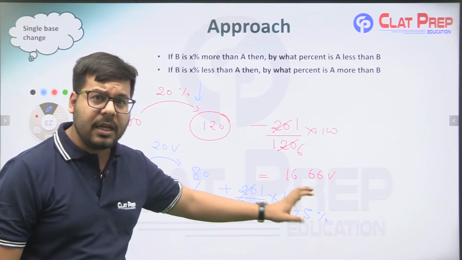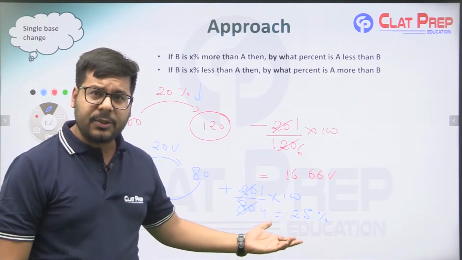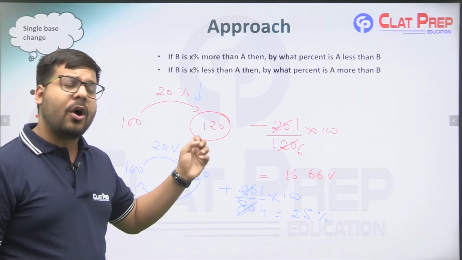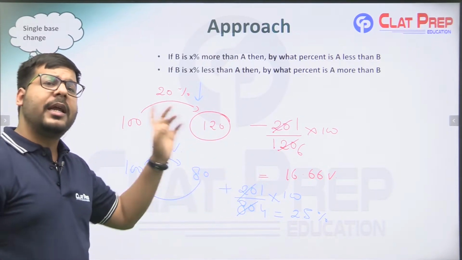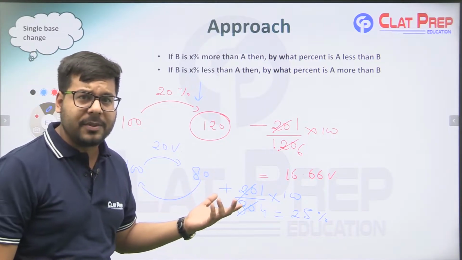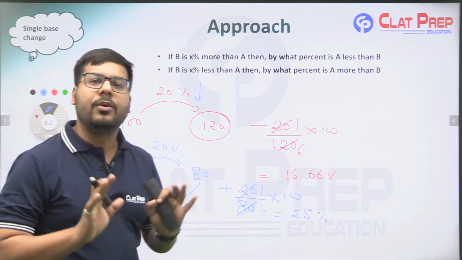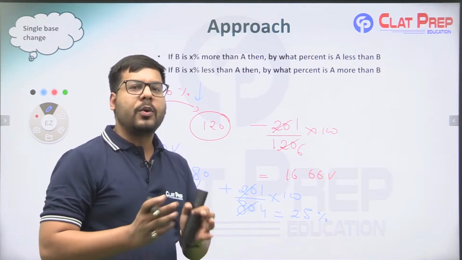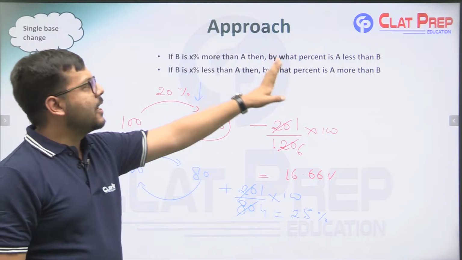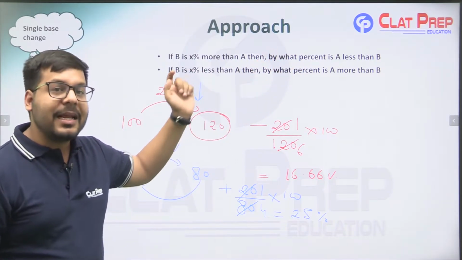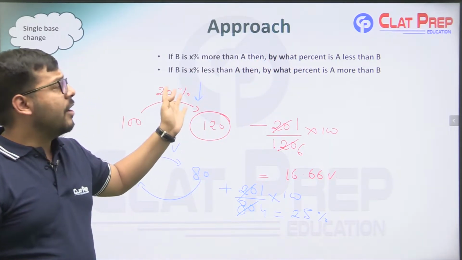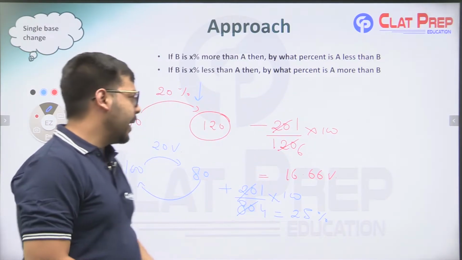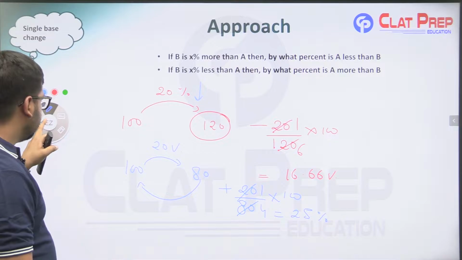Now the question arises: do we always have to assume such numbers and then try to see what will be the actual percentage change, or do we always need the result and both the bases to get to the initial value if we are asked about the percentage change? The answer is absolutely not. There is a very simple trick which you can use if you want to calculate that if B is X% more than A, then by what percent is A less than B, or if B is X% less than A, then by what percent is A more than B. Let's understand that trick.